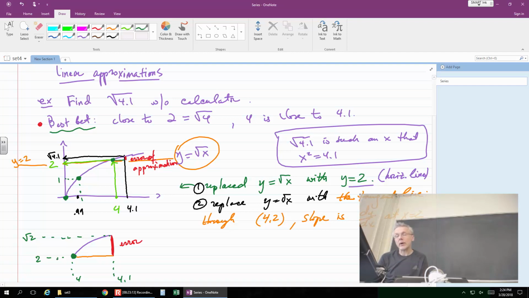The horizontal orange line gave us the original approximation. We can do better, and we replace it with the tangent line, which will look like this. This is the tangent line. So then, let me show you the new error. This is the error.